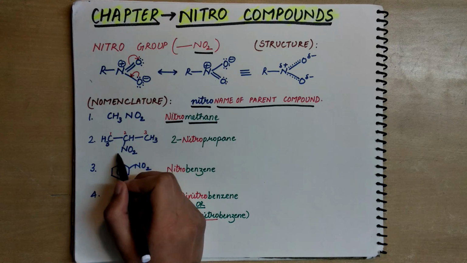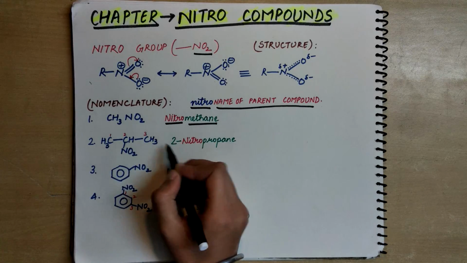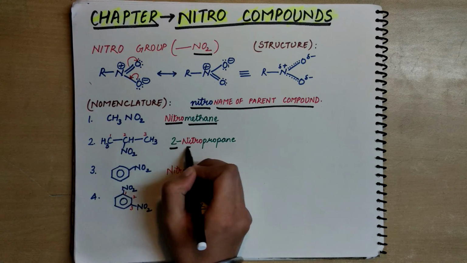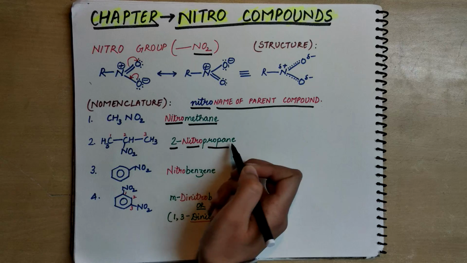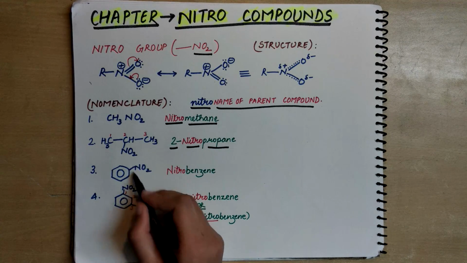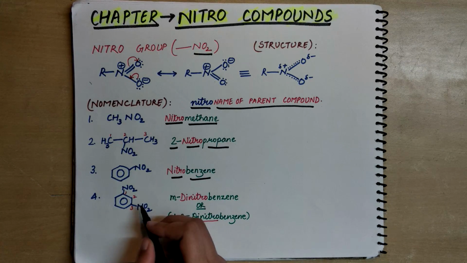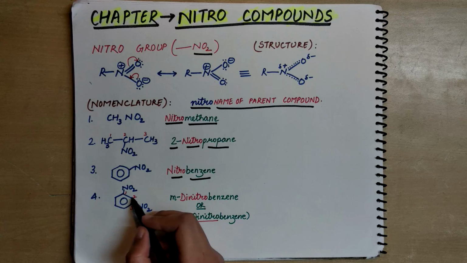Second example is CH3CH(NO2)CH3. Here nitro group is attached to the second carbon. So we will write 2-nitropropane. This is the propane chain. And then the third example is nitrobenzene. Nitrobenzene.